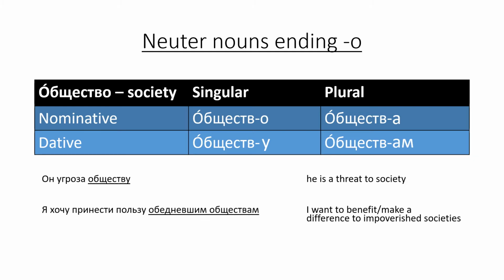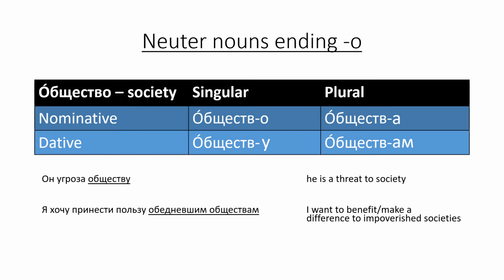In the example sentences we have here, the dative case is used because of the nouns угроза and польза, which both govern the dative case. And that's something we'll discuss in more detail later on, so for now just focus on the formation of the nouns in the dative case.